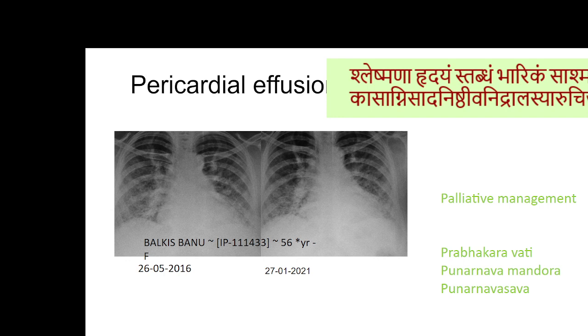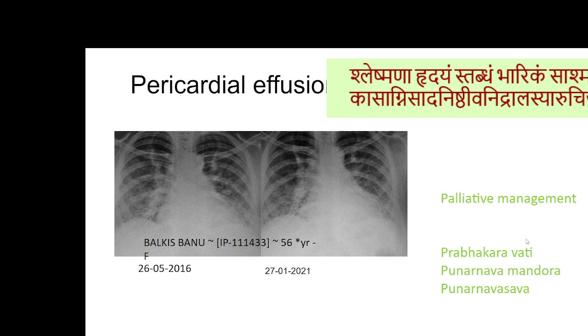Pericardial effusion is another condition which we rarely get, but still Sushruta, or maybe clinically we may see such conditions, which could be again of multiple causes. And the evidence of pericardial effusion would be where the patient would have a reduced cardiac compliance, and the radiological evidences would confirm that. That's typical of the Hridaya Marma: Shleshmana Hridayam Subdam Barikam Sashmadarbhavat Kasa Agnisathanishtiva Nidra Alasya Ruchidvaraha. When the Hridaya Marma is involved with the kapha, that is a typical presentation of pericardial effusion.